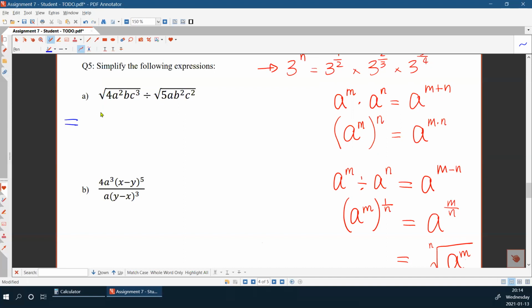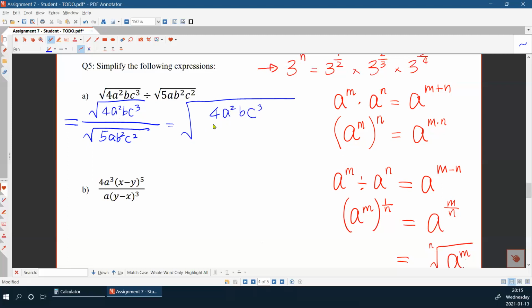So we have basically a square root over another square root, right? Okay, so when you calculate a ratio between one square root over another square root, you can combine the two square roots, right? So what's left under the square root is here.